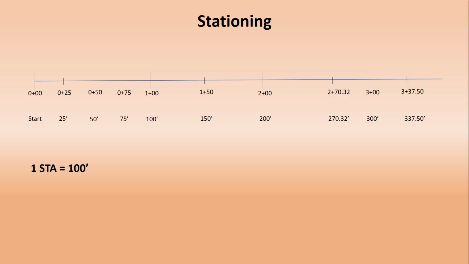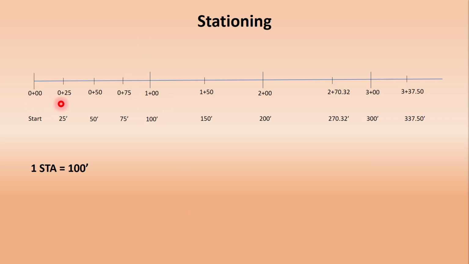And stationing is simply another unit of measurement, just like a foot, meter, or centimeter. One station is equal to 100 feet. We designate a station with a digit plus something after that digit. The first digit refers to how many stations you are, and then the plus serves like a decimal point, where the numbers after the plus represent a portion of a station. So you can see here at the very beginning of our alignment, we're at 0 plus 00.